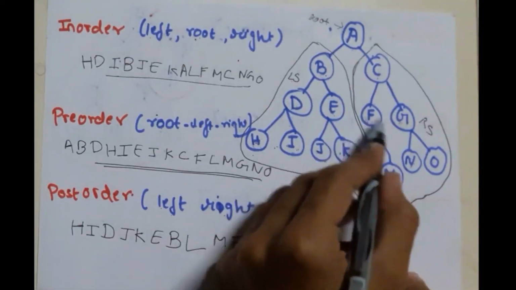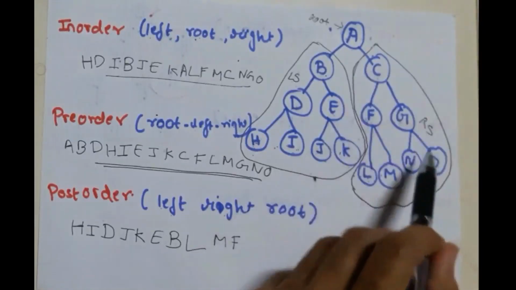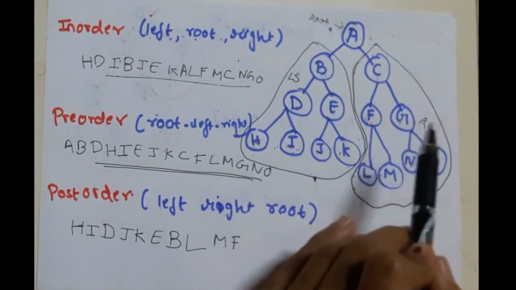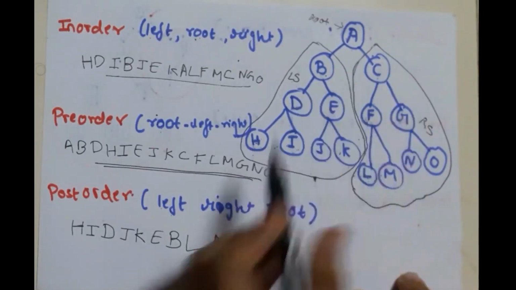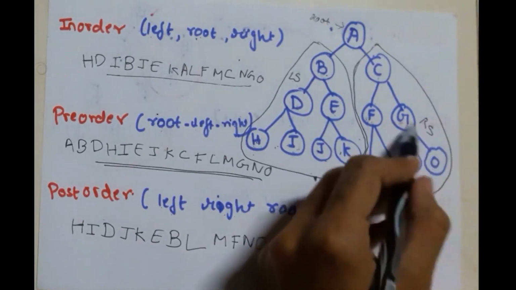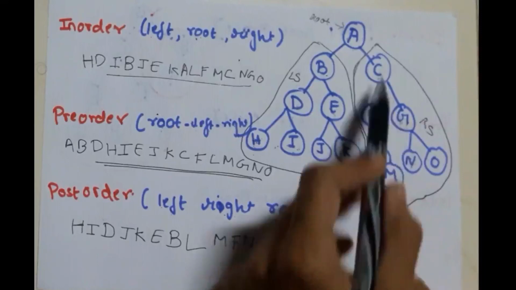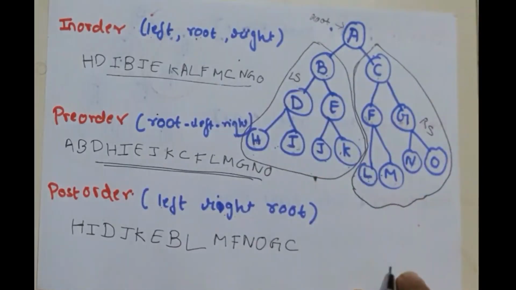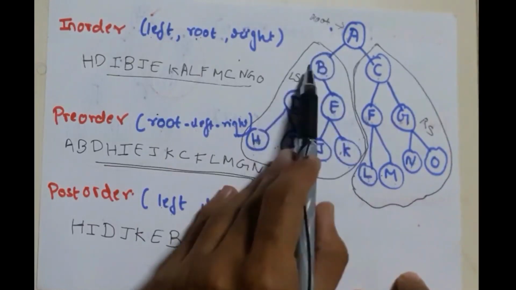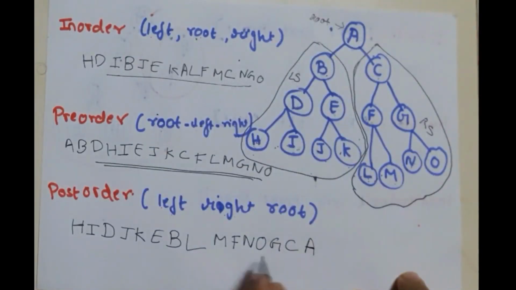Okay, now we are done with the left part of C. Now we'll go into the right subtree of C, that is G and O. Now G is the root for N and O, so we cannot print G first. So we'll go into the left part of G, that is N, then write O, then root G. Now root of F and G subtrees is C. So we'll write C. And the root of these two subtrees is A. So finally we'll write A.